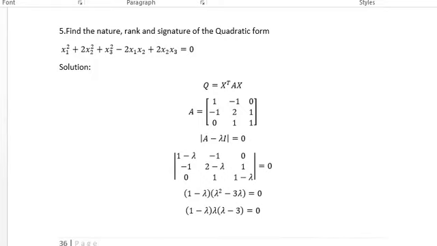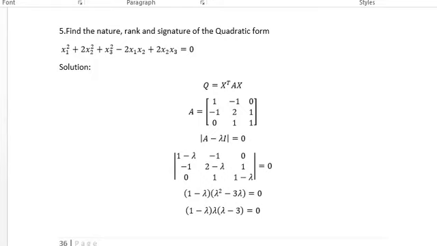Now let's look at the second row. Second row, first element is A21, that is half the coefficient of x2x1, that is minus 1. Second element is 2, third element will be half the coefficient of x2x3, that is 2 by 2, that is 1 again. In the third row, first element is 0, second element is the coefficient of x3x2, that is 1, and the third element is the coefficient of x3 square, that is 1. So we got the matrix A is equal to 1, minus 1, 0, minus 1, 2, 1, 0, 1, 1.